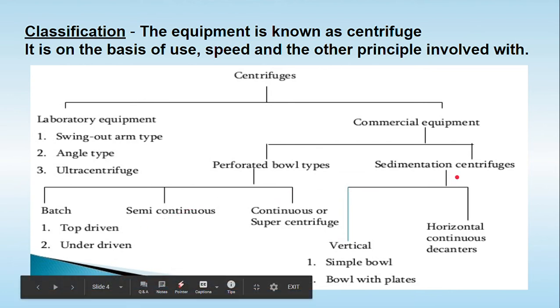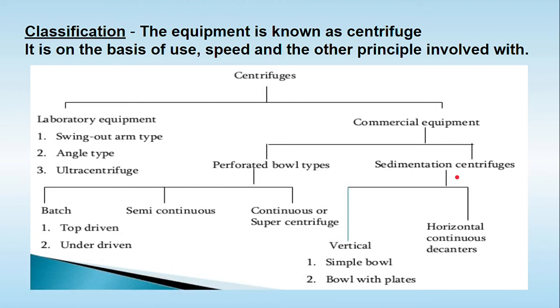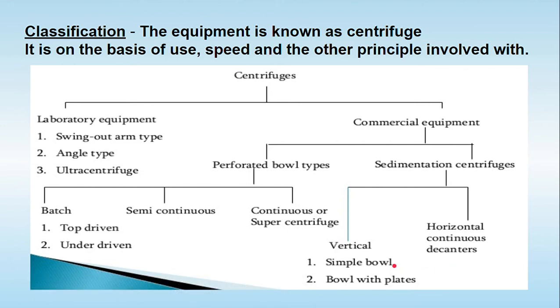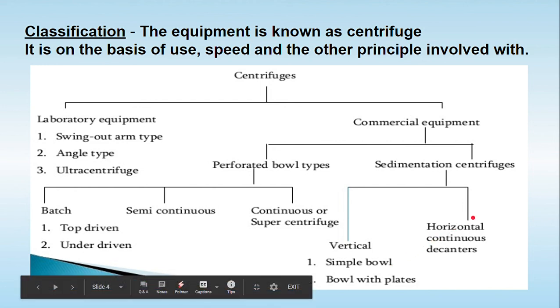But in the case of the sedimentation centrifuge, it can be classified depending upon the design of the entire centrifuge bowl or vessel. It will be either vertical or horizontal. In the vertical, you find a simple bowl, and the second one is a bowl with a number of plates. But in the case of horizontal, you find basically the continuous decanters.